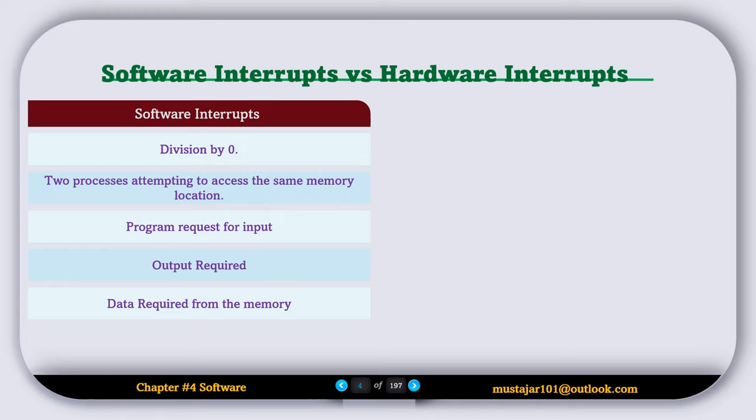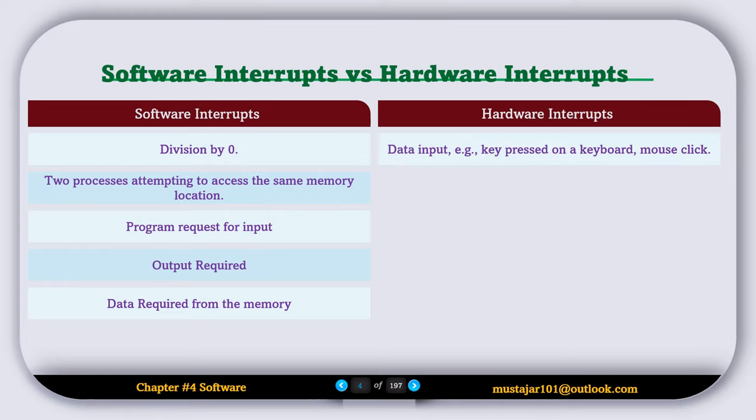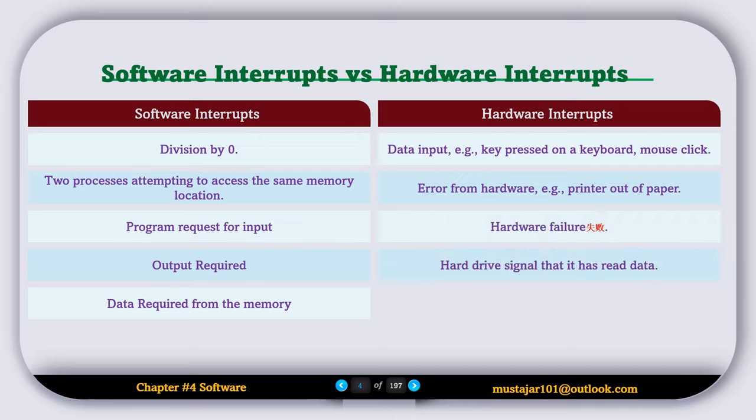Now let's see the hardware interrupts. So the first hardware interrupt is data input, for example, a key pressed on the keyboard or a mouse click. Error from a hardware, for example, printer out of paper. Hardware failure, hard drive signals that it has read the data. And the last one is new hardware device connected.